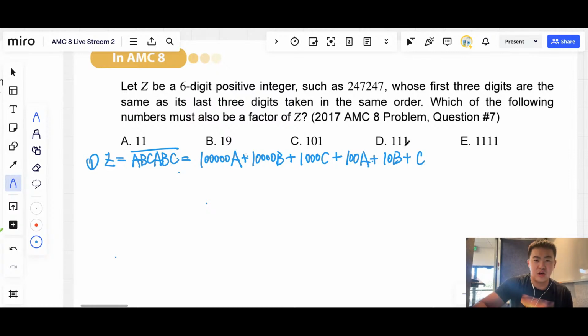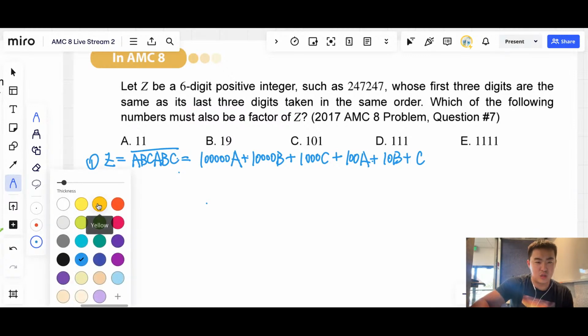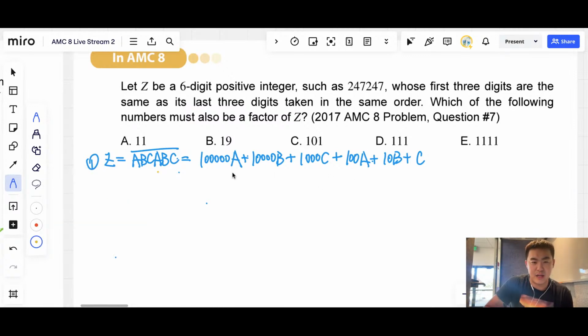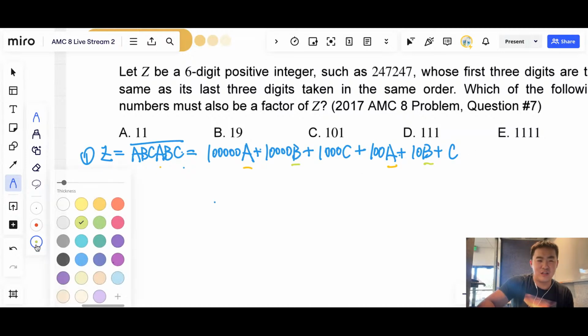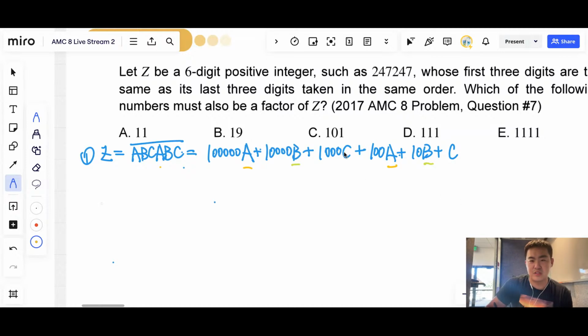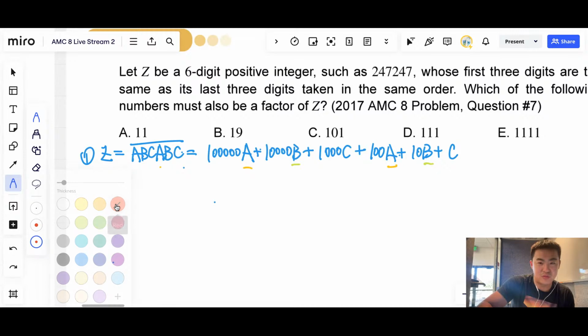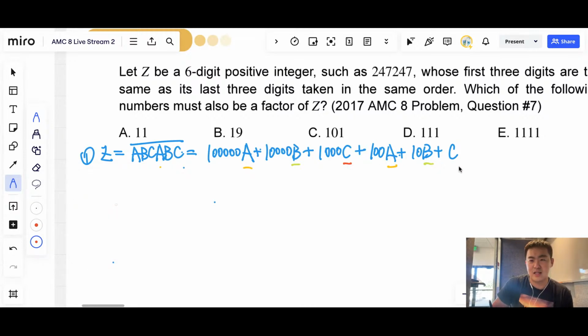okay, C is a unit digit, it's 1 times C, which is just C. So let's first identify which terms consist of which letter. It looks like the first term has letter A in it. Also, the third term coming from the right has A in it. The second term has B in it, and also the second term counting from the right-hand side has B. And finally, the third term has C. I'll change the color, use red. So the third term has C, and also the last term has C.